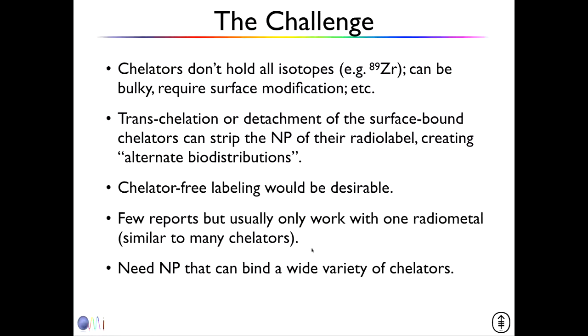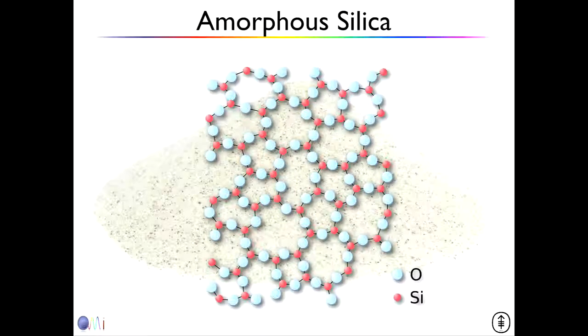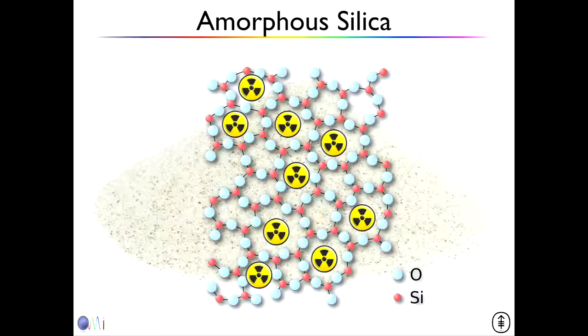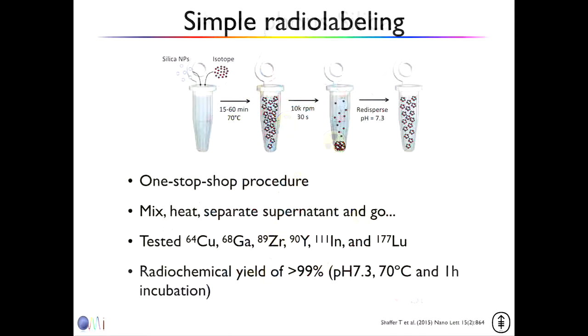And you also want nanoparticles that bind a whole variety of chelators for different clinical questions. And we found an answer in silica, because silica has nice pores, especially if they're amorphous and mesoporous. And we thought we could put this in there. And I think you said a one-stop procedure would be very nice. And this is what we basically came up with.